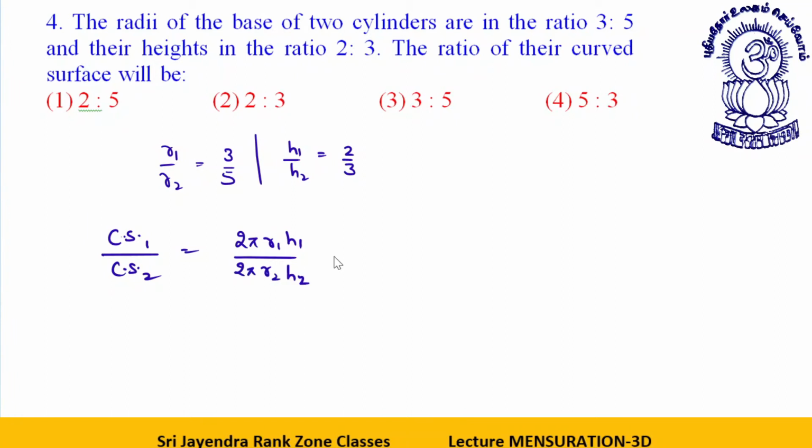Such an easy question. 2 pi and 2 pi cancel. This gives me R1 by R2 into H1 by H2. What is R1 by R2? 3 by 5. What is H1 by H2? 2 by 3. 3 and 3 cancel. This gives you 2 by 5. That is option number 1, your answer. Okay. Clear? The next one.